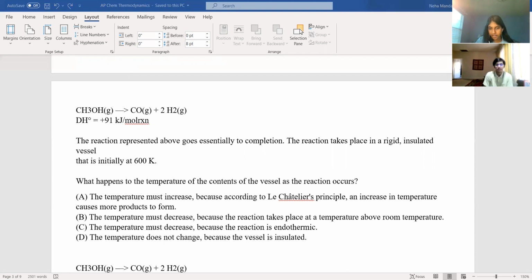I just guessed in my head. I thought it was C. It just seemed right, and it is C. I was just looking, and delta H is positive. And since it's talking about the vessel, it immediately made me think of the surroundings. So temperature must decrease, because it's endothermic.